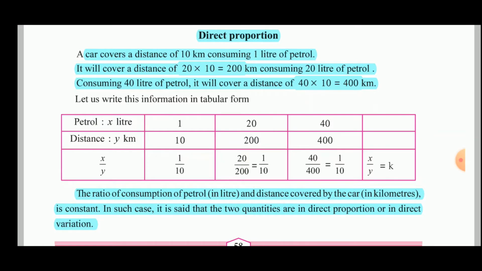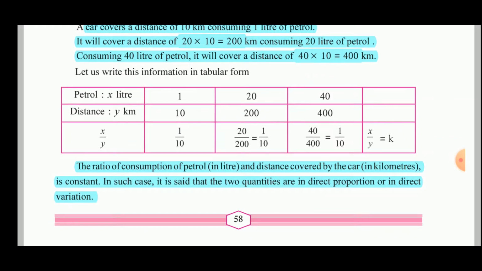If the petrol is 20 liters, then the distance covered is 200 kilometers. So 20/200 is also equal to 1/10. If the petrol required is 40 liters, the distance covered is 400 kilometers. So 40/400 is also equal to 1/10. So x upon y is equal to k. The ratio of consumption of petrol in liters and the distance covered by the car in kilometers is constant. In such a case, it is said that the two quantities are in direct proportion or direct variation.